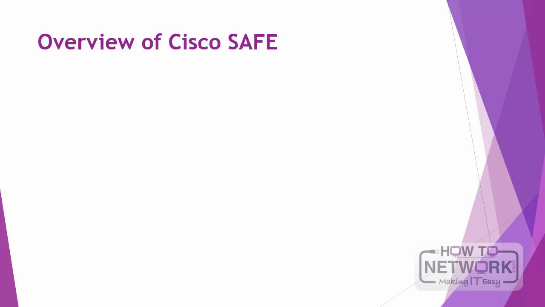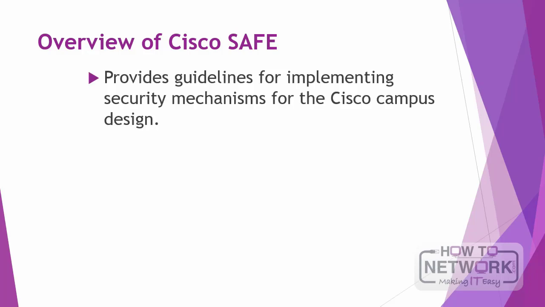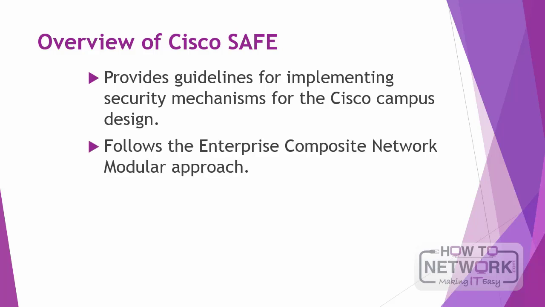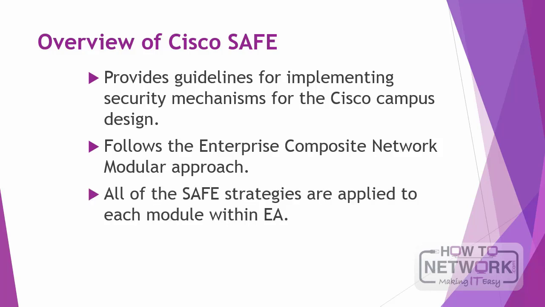The Cisco SAFE, or Security Architecture for the Enterprise, blueprint provides to network and security designers guidelines for implementing security mechanisms for the Cisco campus design. The SAFE blueprint follows the enterprise composite network modular approach presented throughout this entire video series. All of the SAFE strategies are applied to each module and component of the enterprise architecture model's design.